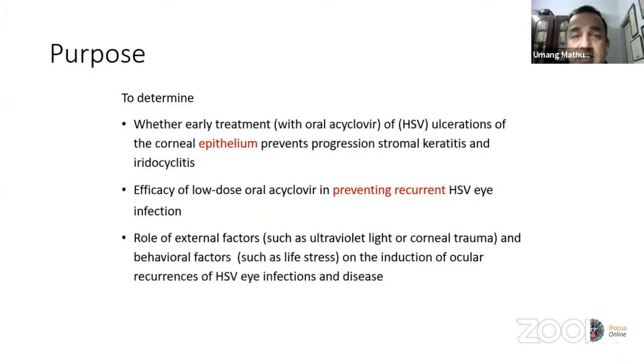The HEDS 2 study wanted to determine whether early treatment with oral acyclovir in treatment of epithelial disease prevents progression to stromal keratitis, and efficacy of low dose oral acyclovir in preventing recurrent HSV. So does oral acyclovir prevent recurrences? The last bit of what are the risk factors, the study never was able to complete this.